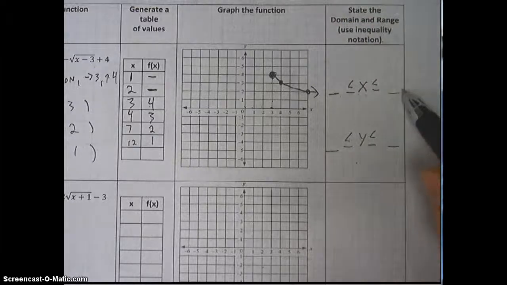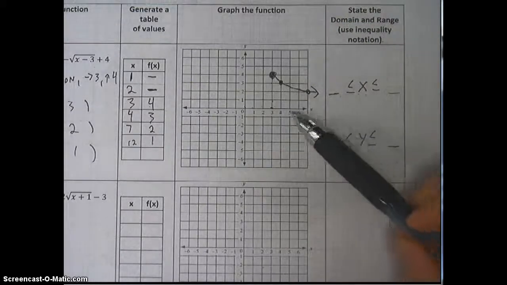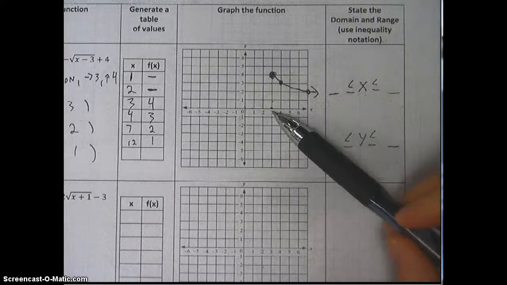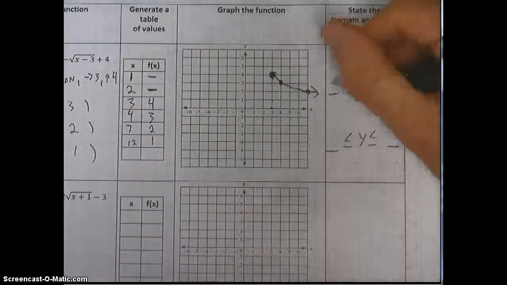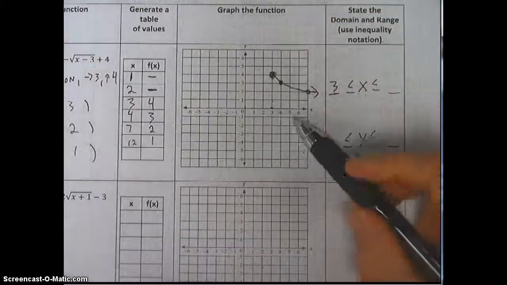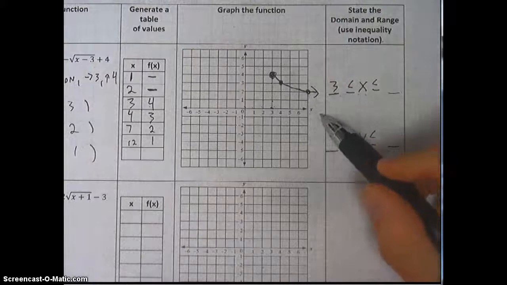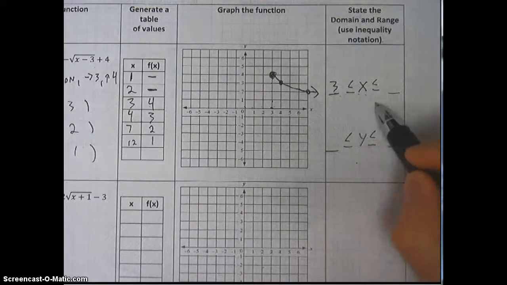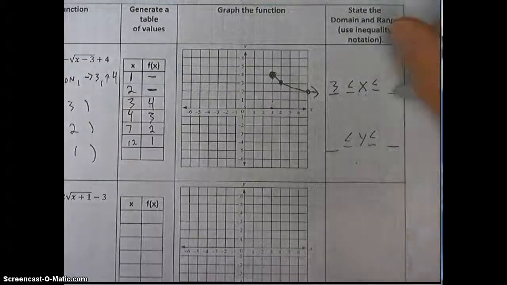This is the way I like to think about it, because the domain is how far left to how far right. So ask yourself the question, what's the furthest left x value on this graph? In this case, it's 3. Okay, what's the furthest right x value on this graph? Well, that thing's going right forever, isn't it? So that's infinity.